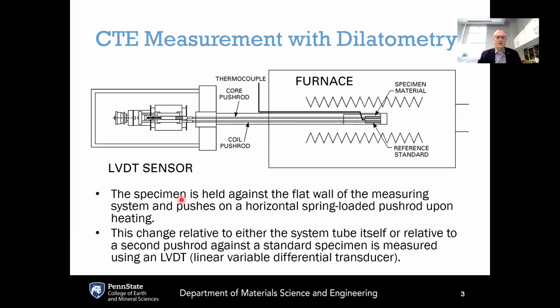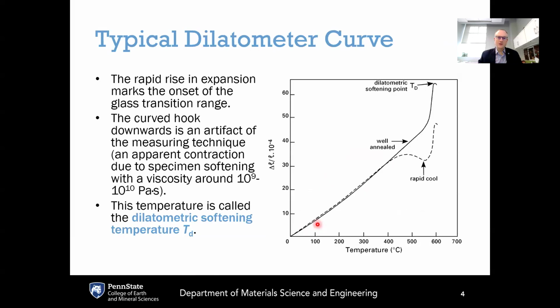So the way this works is that the specimen is held against the flat wall of the measuring system, and it pushes on a horizontal spring-loaded push rod upon heating. The change in expansion relative to either the system tube itself or relative to a second push rod against a standard specimen is measured using this LVDT, which is a linear variable differential transducer. So what this gets us is the expansion of the sample as a function of temperature, and a typical dilatometer curve is shown here on the right, where this shows the linear strain on the y-axis. This is the change of length divided by the initial length, and this is a function of temperature.